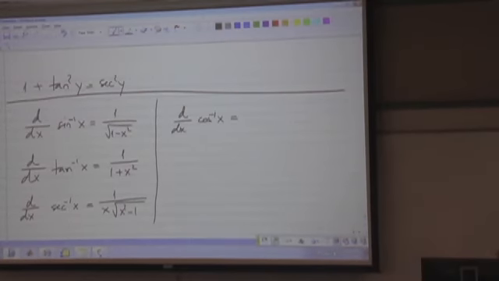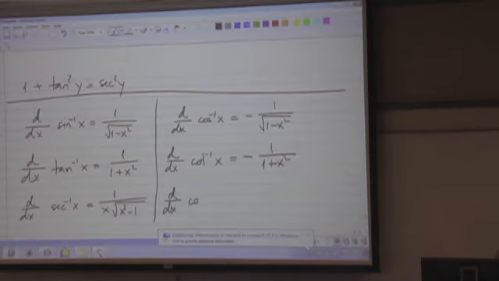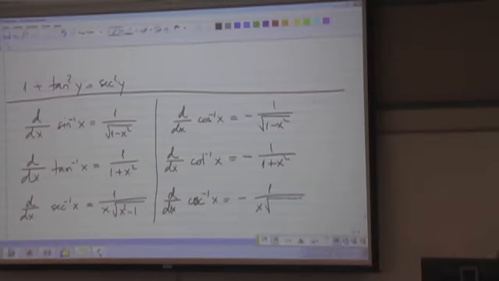I'm writing them in a particular order again for the reason that I showed you when we looked at derivatives of trigonometric functions. So the derivative of cosine inverse is minus 1 over square root of 1 minus x squared. The derivative of cotangent inverse of x is minus 1 over 1 plus x squared. The derivative of cosecant inverse of x is minus 1 over x times the square root of x squared minus 1.